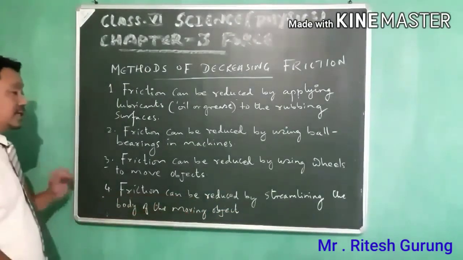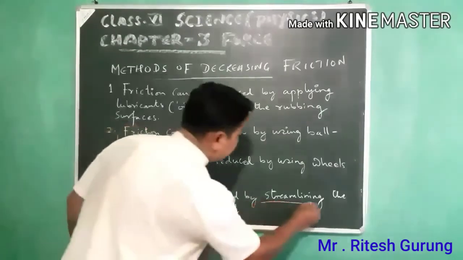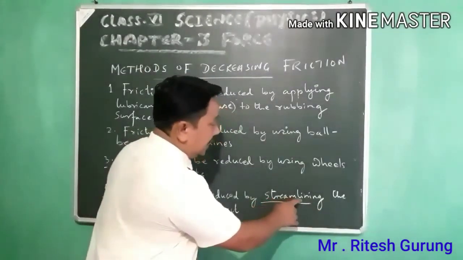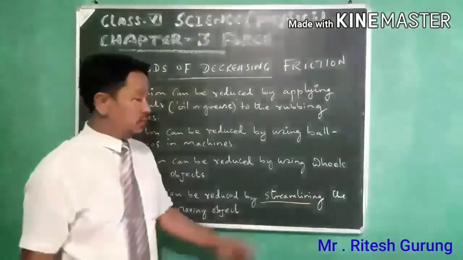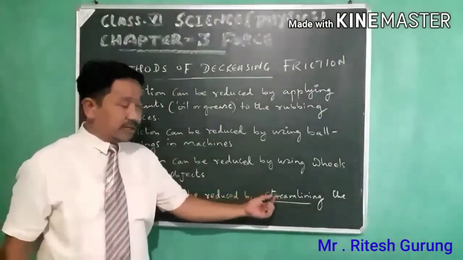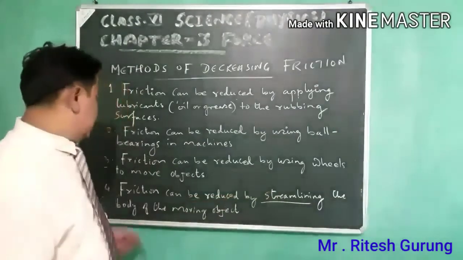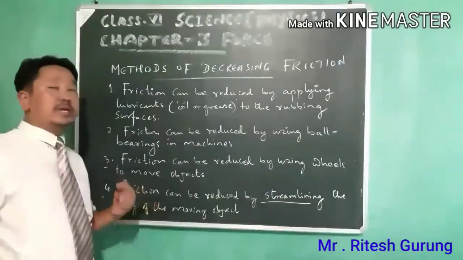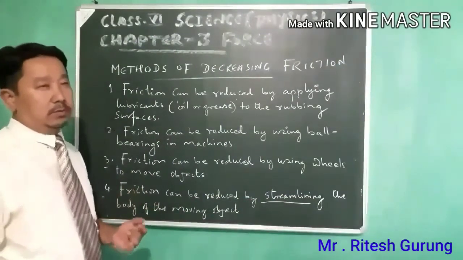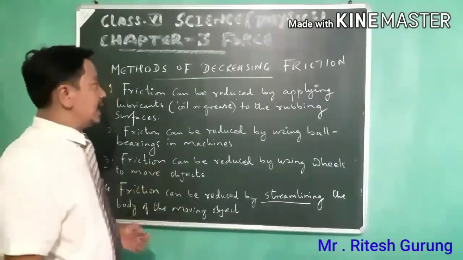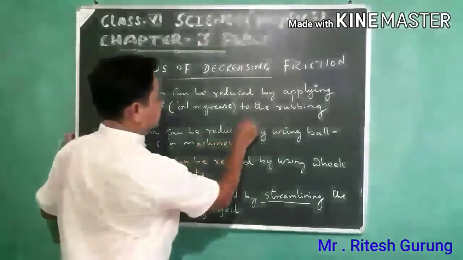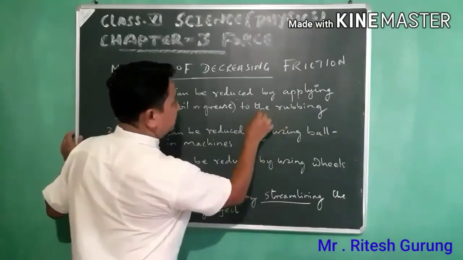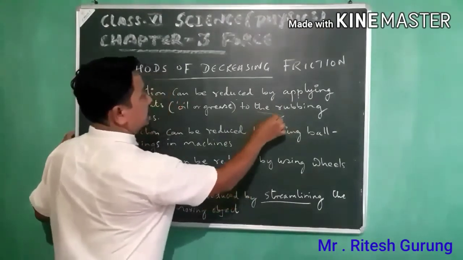The fourth one is that friction can be reduced by streamlining. See here, streamlining. If you can't understand this, you can refer to the book also. So friction can be reduced by streamlining the body of moving objects. Streamlining means like this, the frontal part pointed, like this.